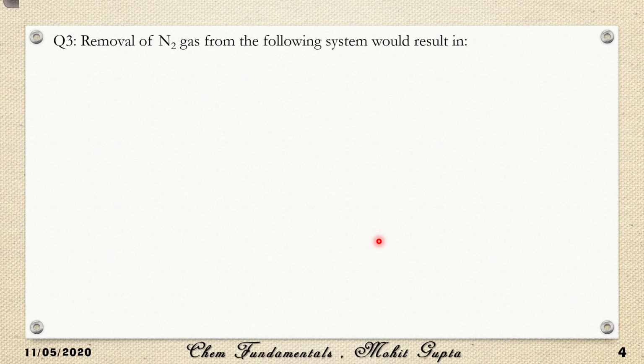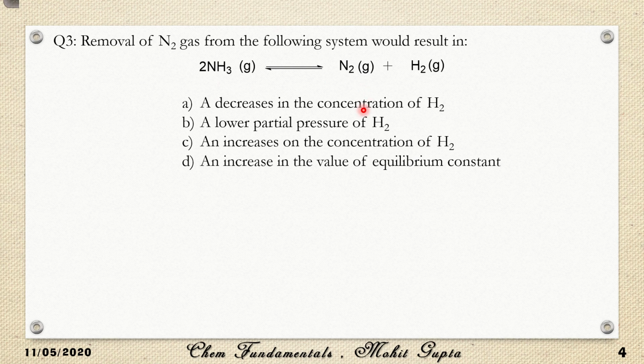Now let's move to the next question, which is: removal of N2 gas from the following system would result in what? If we remove N2 gas from the following system, which is again Haber's process, here the ammonia is decomposing into N2 and H2 and we have to see what would happen. So here we have four options and we have to choose one of them. Now if I remove N2, the concentration of product would decrease. If the concentration of product decreases, then the reactant would decompose to increase the concentration of product. Because we are decreasing the concentration of N2, equilibrium will shift in the forward direction to produce more of N2 and H2. So the concentration of H2 is actually increasing.